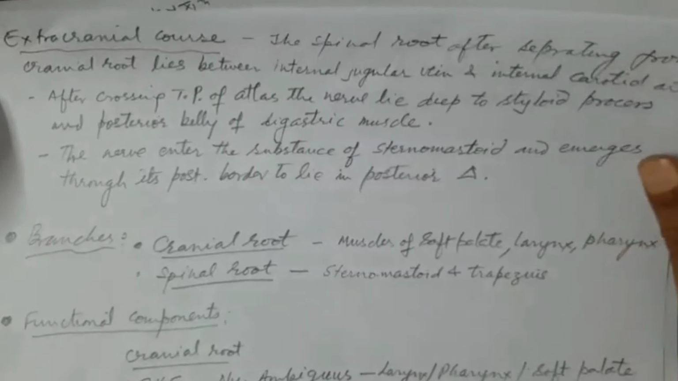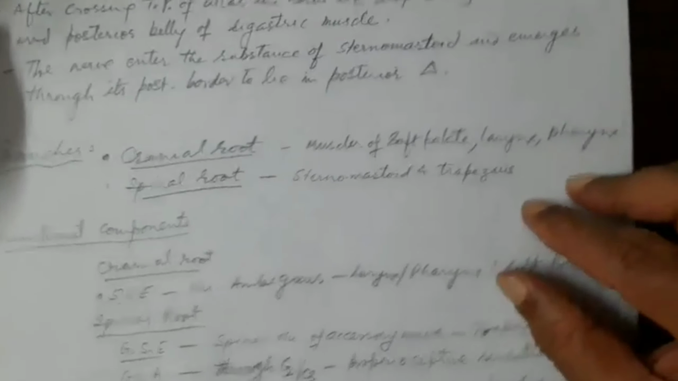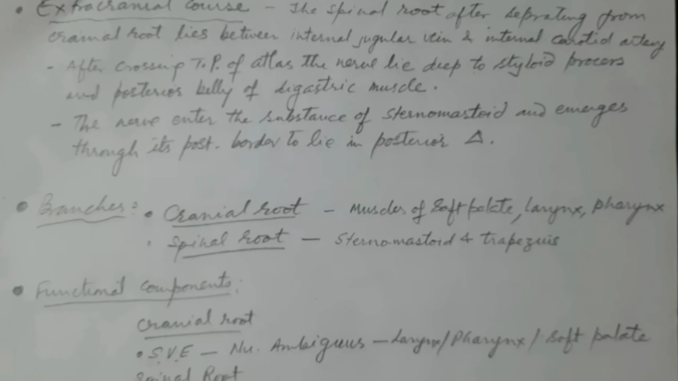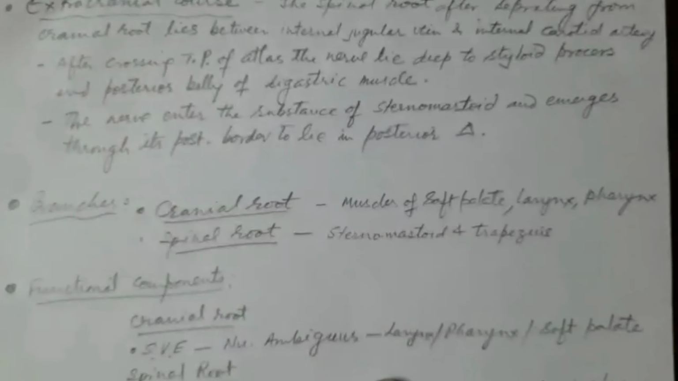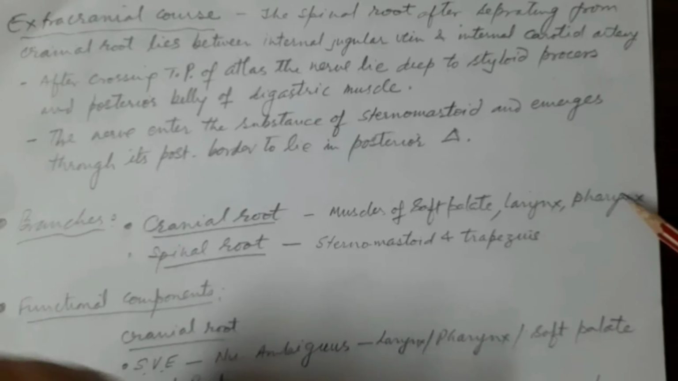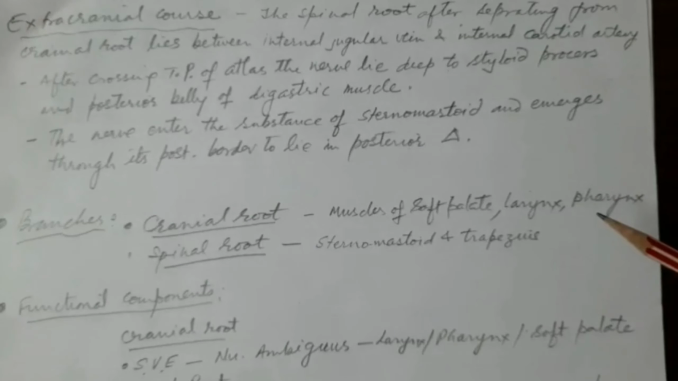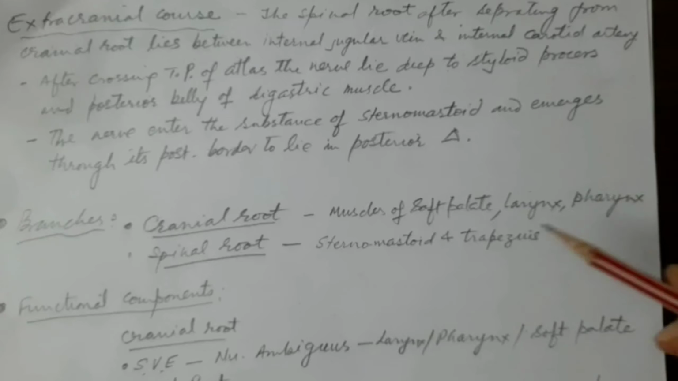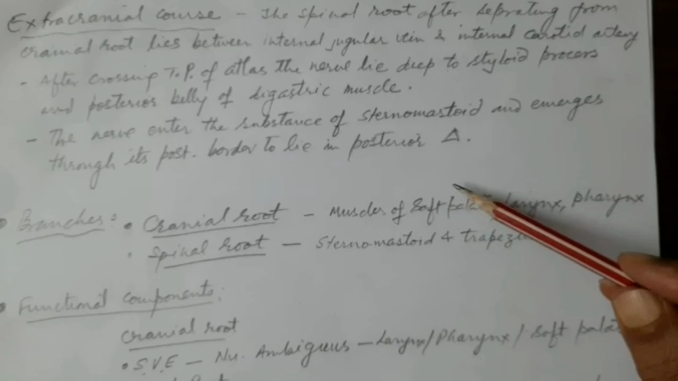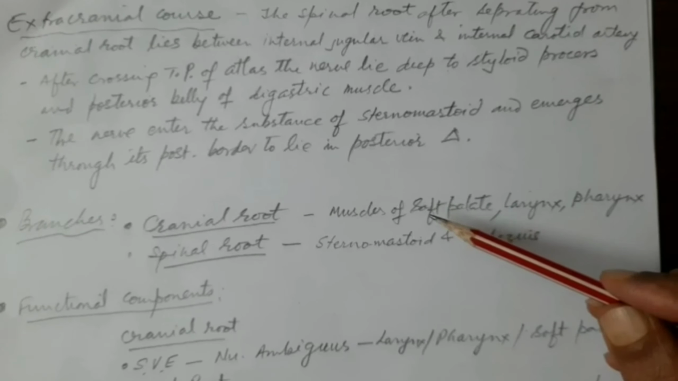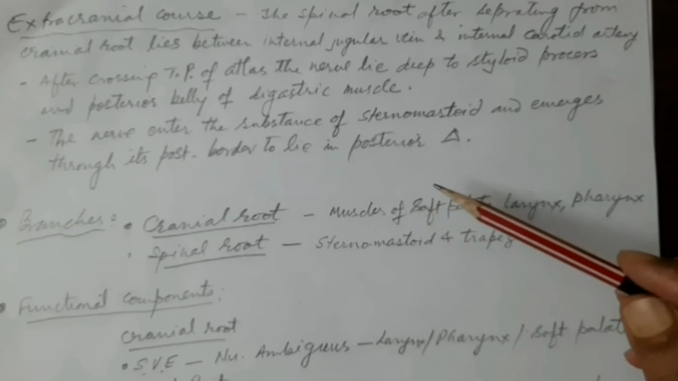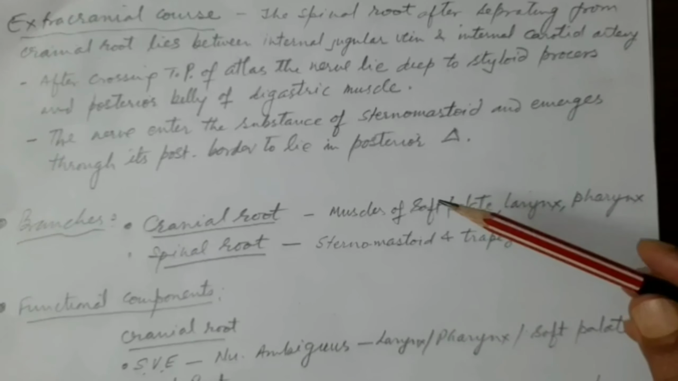So the cranial root of this nerve will be distributed through the vagus nerve, and it will innervate the muscles of the soft palate, the larynx, and the muscles of the pharynx. It also supplies all the muscles of the palate except the tensor palati. This will supply all the other muscles there in the palate.